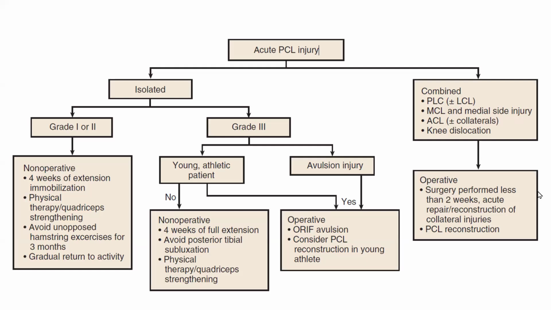If we have a complete combined PCL, LCL, MCL, and ACL knee dislocation, then operative surgery is performed in less than 2 weeks. Why? Because we don't like scar tissue to develop after 2 weeks. And we expect the hematoma, the hemarthrosis, to subside by that time.